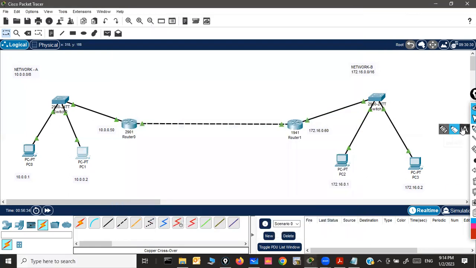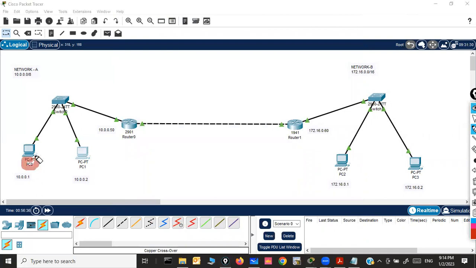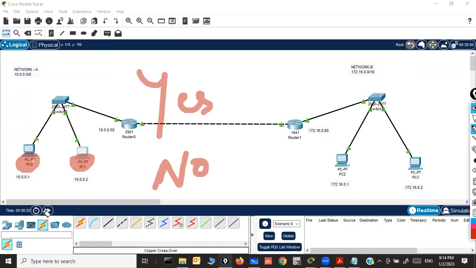Now the question here is, will they both communicate with each other without a gateway? What do you think, yes or no? I have not assigned a gateway address, so you can answer in yes or no. Without a gateway, will they communicate? Yes. True. They will communicate, right?